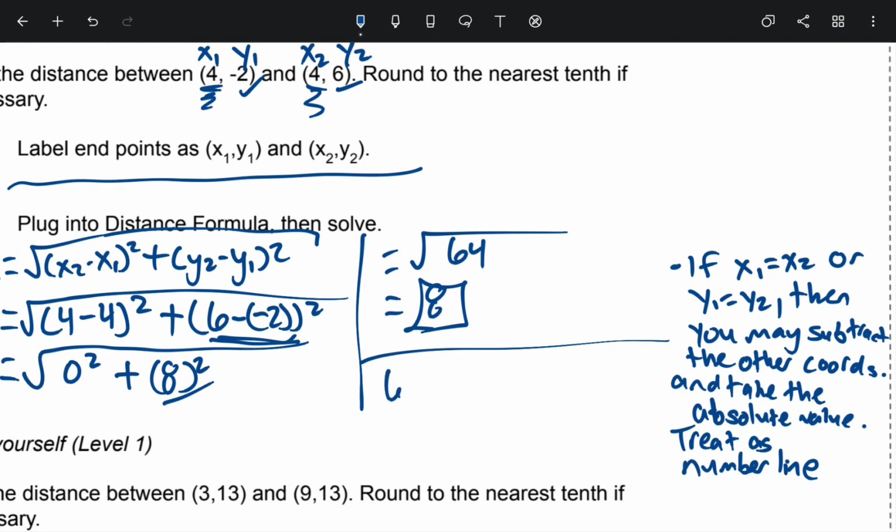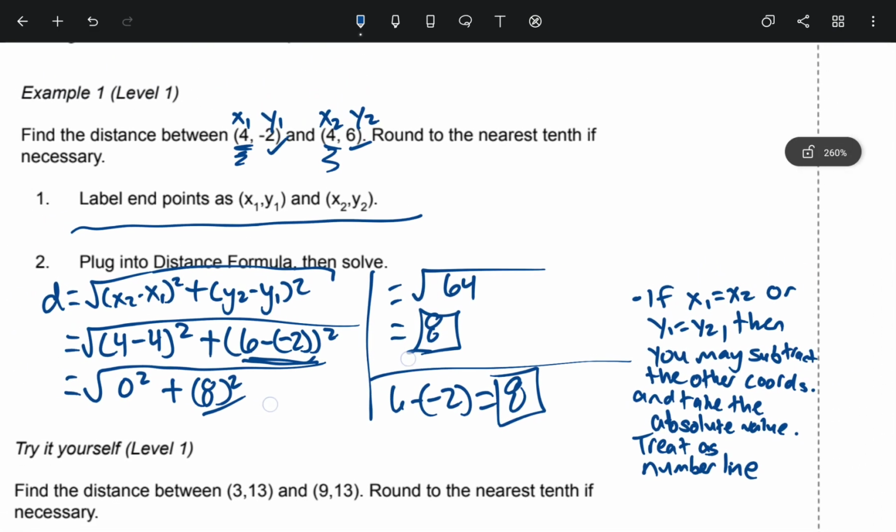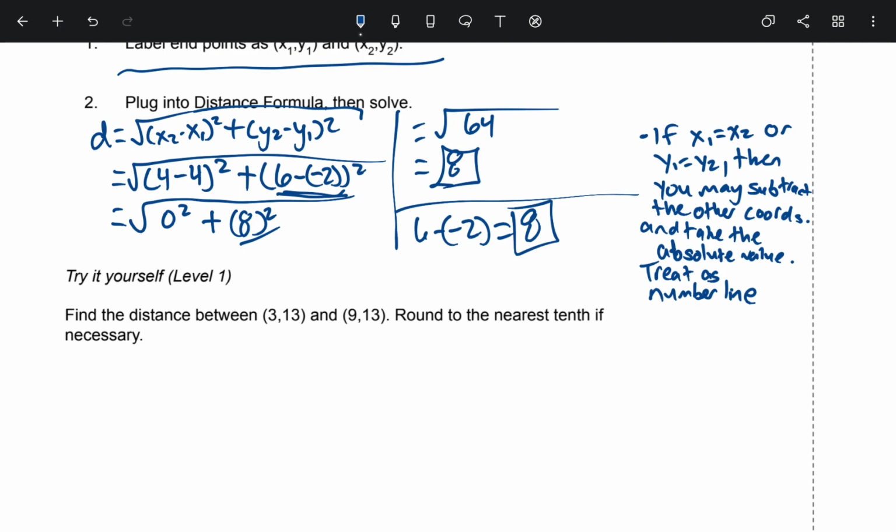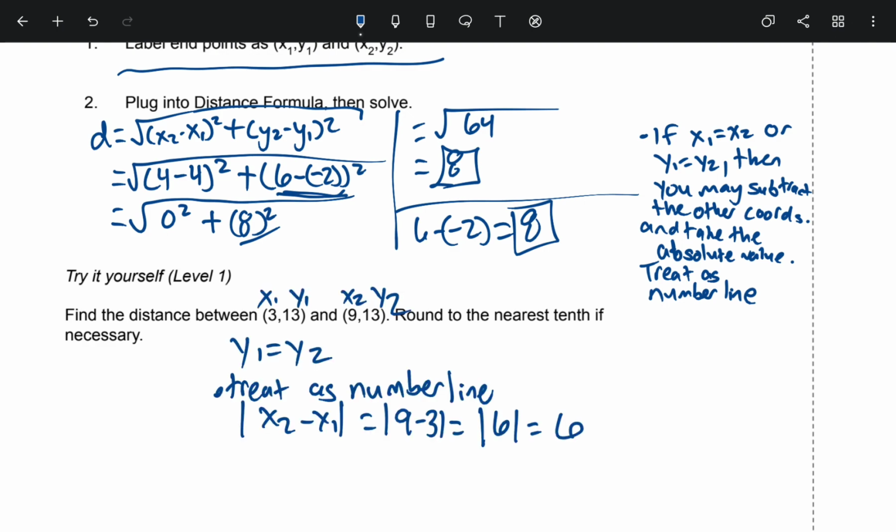So we could have just done 6 minus -2, and that gives us our final answer, 8. Perfectly fine. Pause if you need to copy that down, and give level 1, try yourself, a try. Pause the video if needed. Going to give the answer in 3, 2, 1. And this is our final answer, 6.